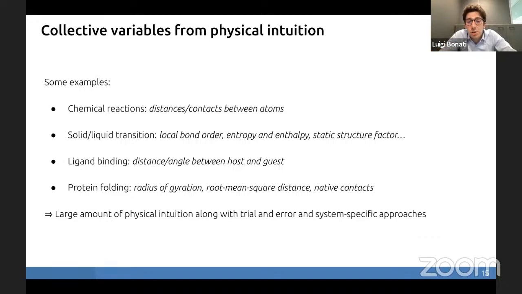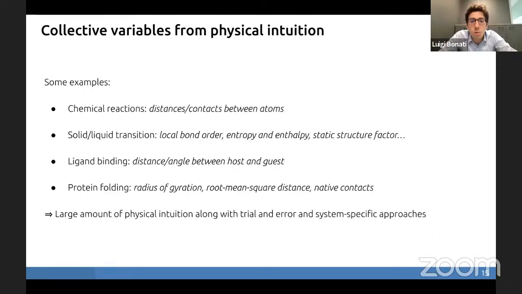As you see, this process typically requires a huge amount of physical intuition along with many, many trials and errors until we find the right CV or the right combination of CVs which allow us to converge the simulation, like the free energy and all the quantities of interest.